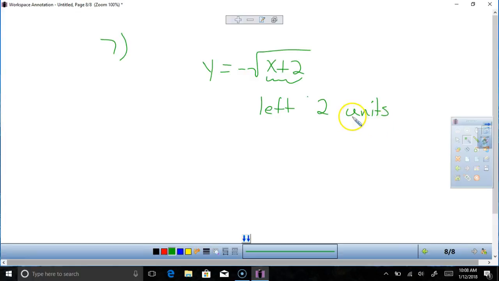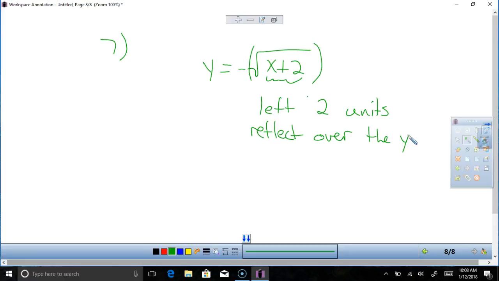And now the negative is outside my function, outside the parentheses, where they would be, the implied parentheses. So that means I reflect over the x. If they're in the parentheses, you reflect over y. So if it would have been square root of negative x plus 2, you reflect over your y. Alright?